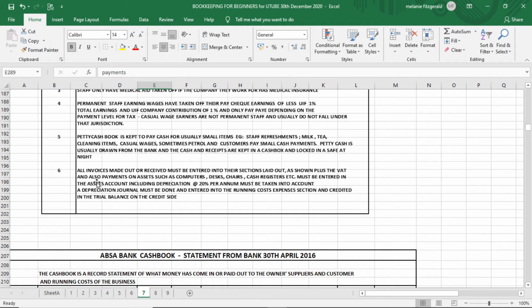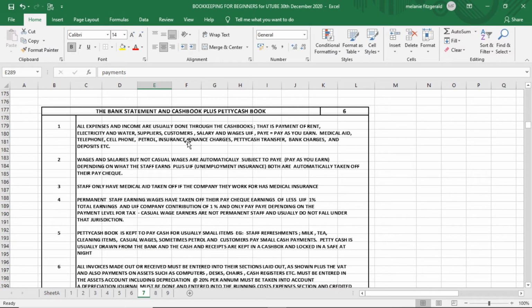All invoices made out or received must be entered in their sections and laid out as shown, plus the VAT. Also payments on assets such as computers, desktop chairs and cash registers must be entered in the asset account, and depreciation at 20% per annum must be taken into account. A depreciation journal must be done and entered into the running cost expenses section and credited in the trial balance on the credit side. It's just reminders of the petty cash, the cash book, and of course the bank statement.